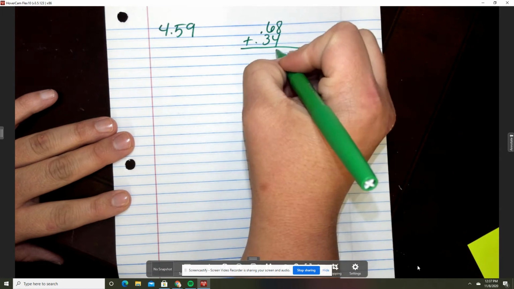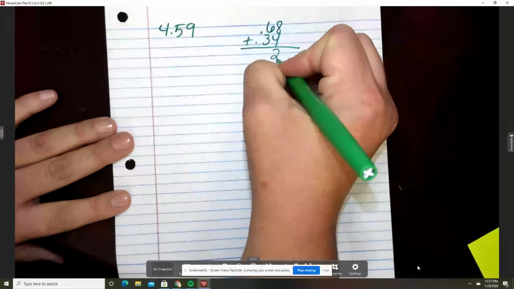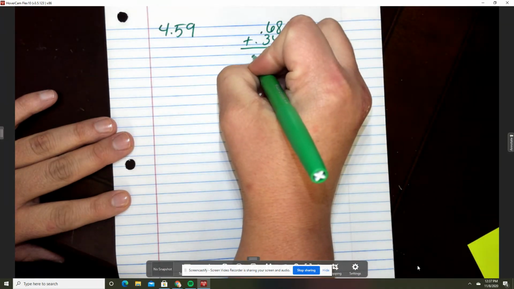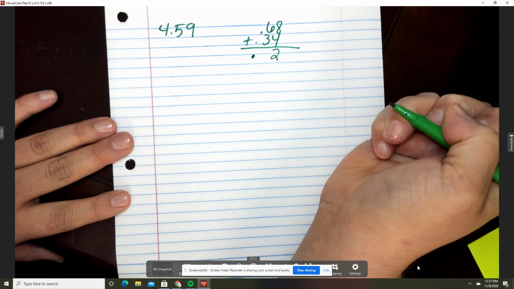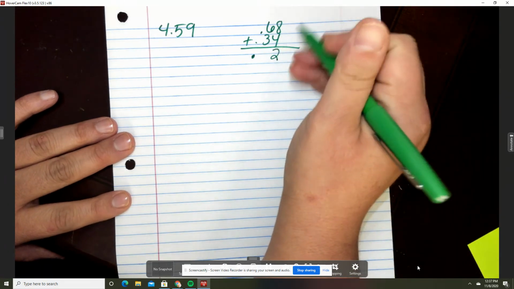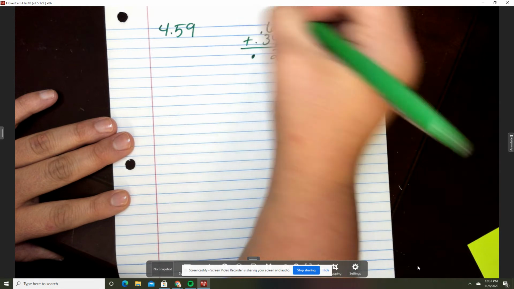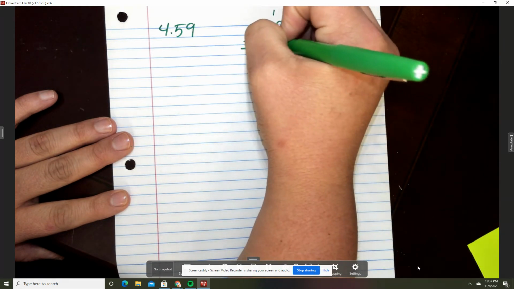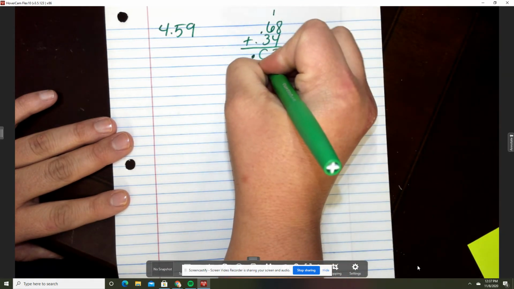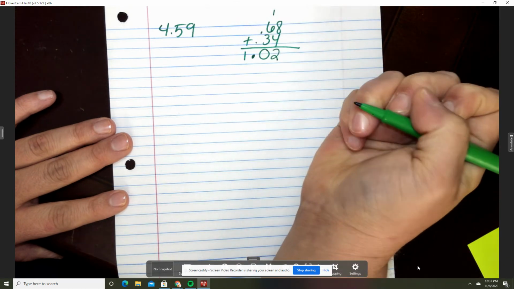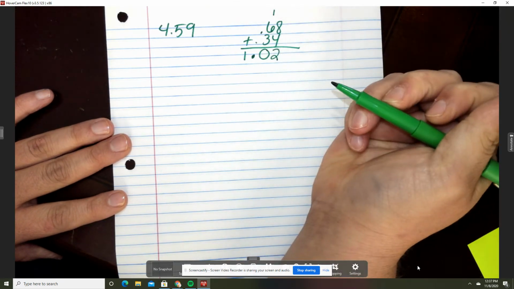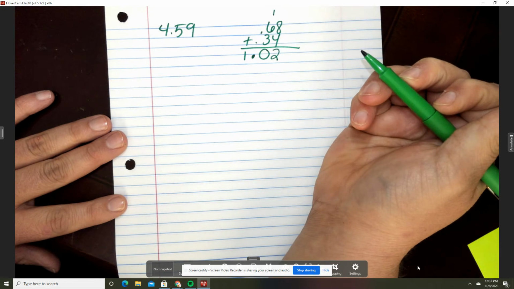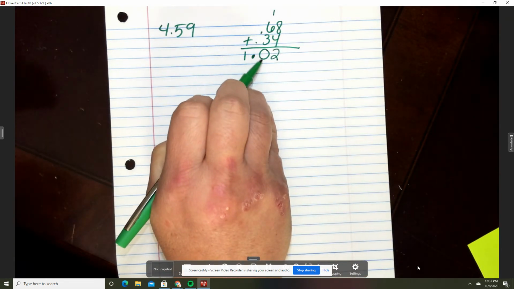8 plus 4 is 12. I put my 2 there. I forgot to carry my decimal, which is the most important part. And then you put your 1 up here. 6 plus 3 is 9, plus 1 is 10, and then you put your 1. So it grew 1 inch and 2 hundredths of an inch. So this is how much the plant has grown.